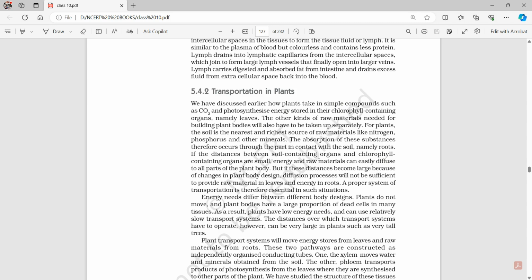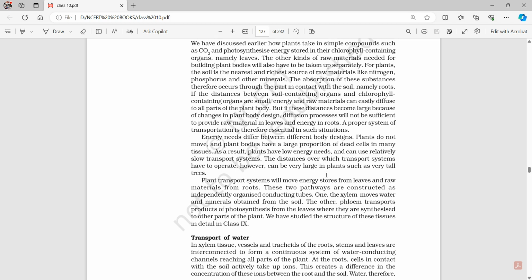If the distances between soil containing organs and chlorophyll containing organs are small, energy and raw materials can easily diffuse to all parts of the plant body. But if these distances become large because of change in the plant body design, diffusion processes will not be sufficient to provide raw materials in leaves and energy in roots. A proper system of transportation is therefore essential in such situations.